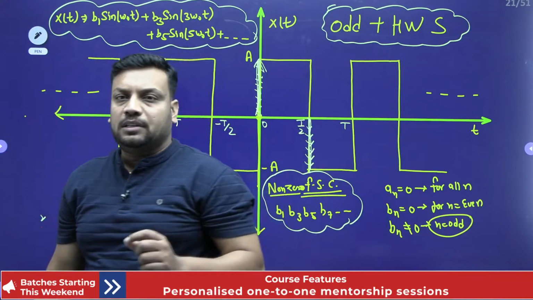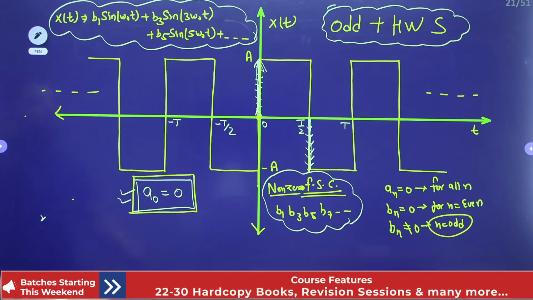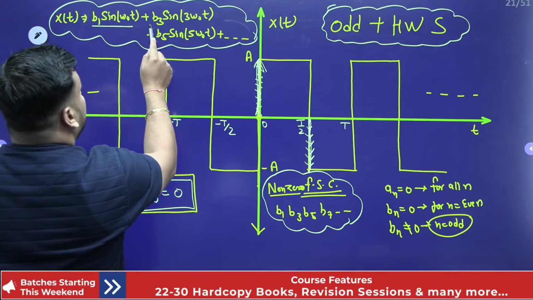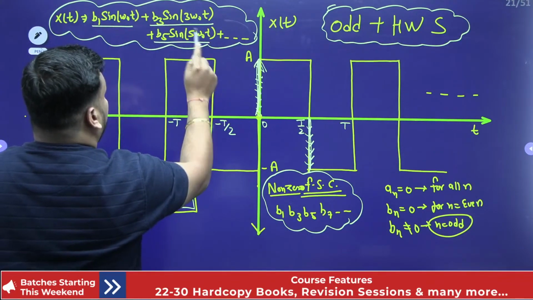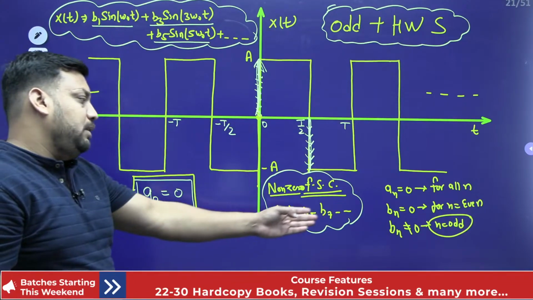All of you guys, just let me know, shall we go for next? So B1 sin omega 0 t, B3 sin 3 omega 0 t, B5 sin 5 omega 0 t and so on. A0 equal to 0, average value 0, B1, B3, B5, B7 and so on.